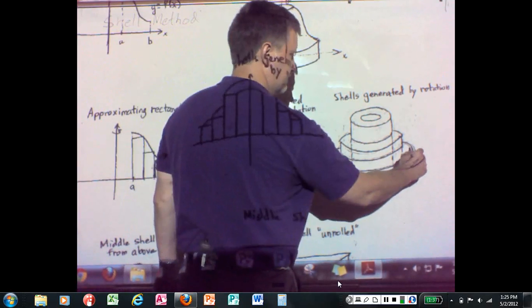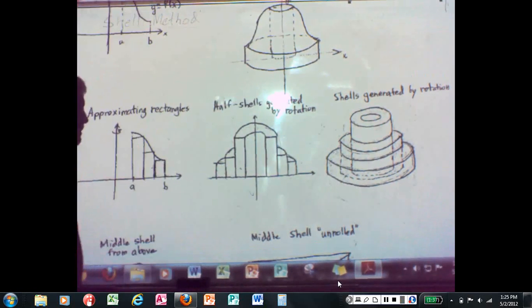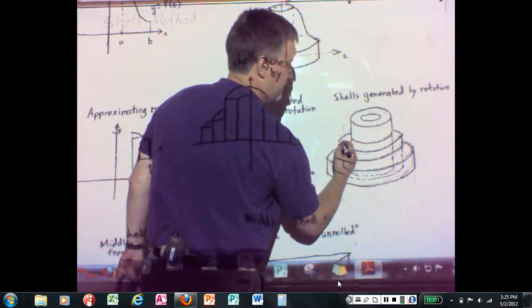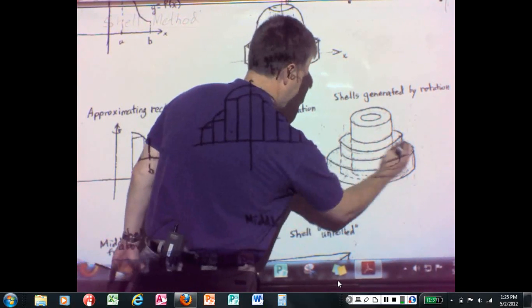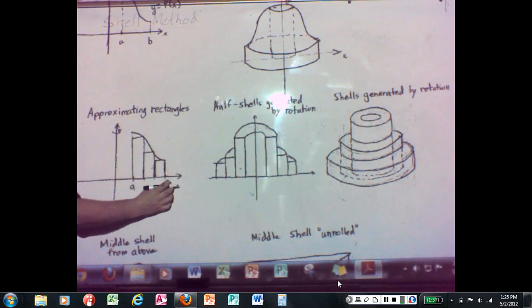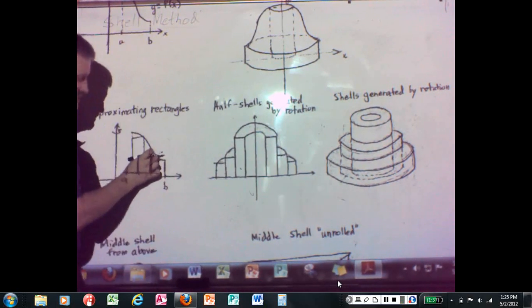Right here? Yeah, that looks like the function. What did that last shell have? This shell, so I've got 3 shells. Here's shell 1, here's shell 2, and here's shell 3. That comes from these 3 pieces, rotating. So I've got this one, then I've got the one here, taking this one around.